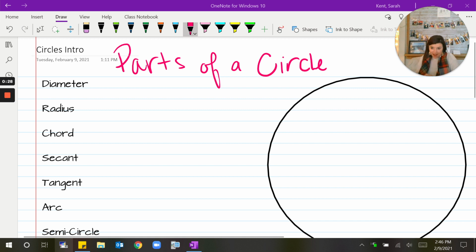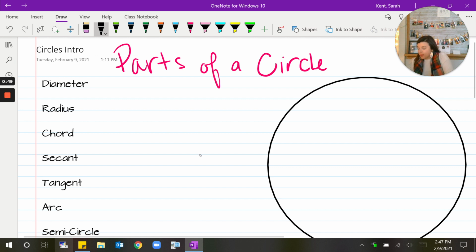So with that, we have 7 different parts that we're going to look at today, and then we'll take each part at a time and figure out how to find those and work with them in future lessons. So the first word that we have is the diameter.